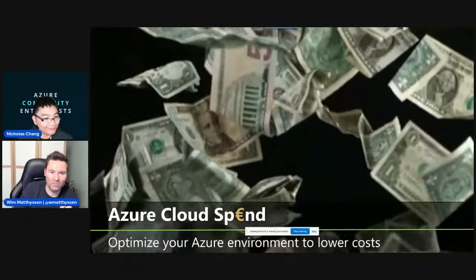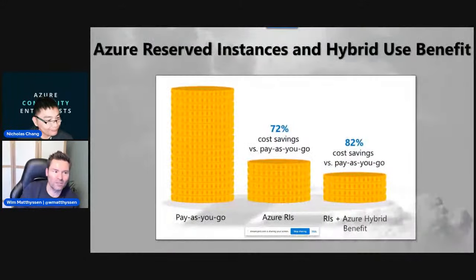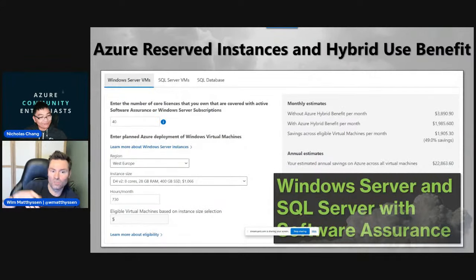Next topic: optimize your Azure environment to lower costs. To reduce, for example, your IaaS expenses, consider utilizing reserved instances by reserving VMs from a specific SKU for 1 or 3 years. You can also enhance your savings further by pairing this with the hybrid use benefit, enabling you to use your existing Windows or SQL licenses with software assurance for Azure VMs or SQL servers.